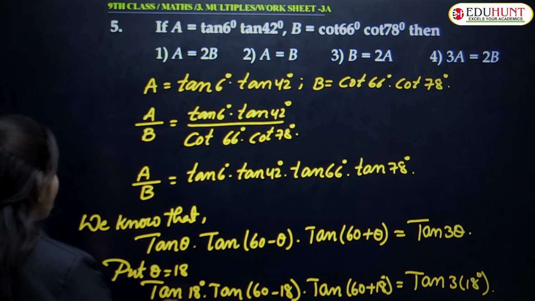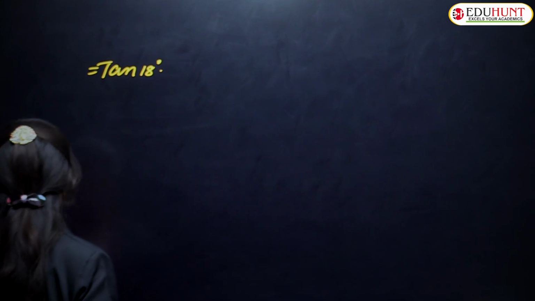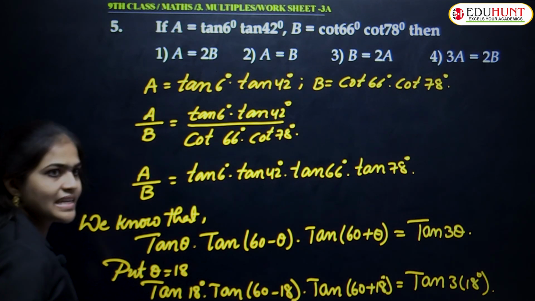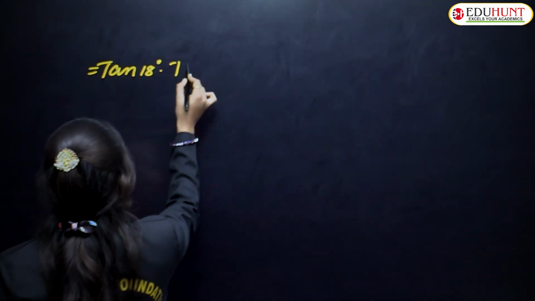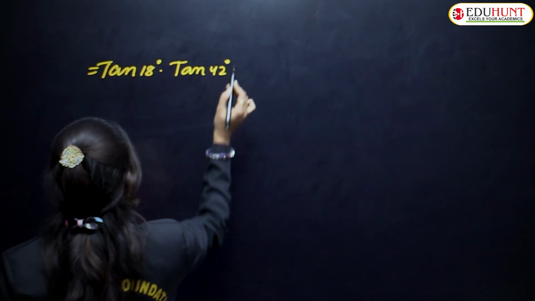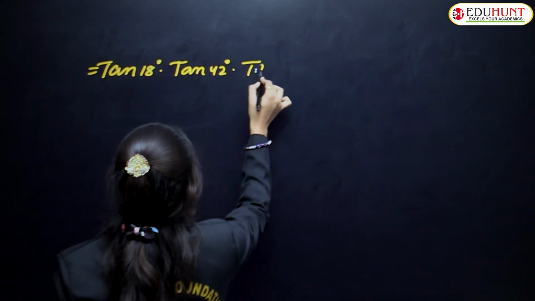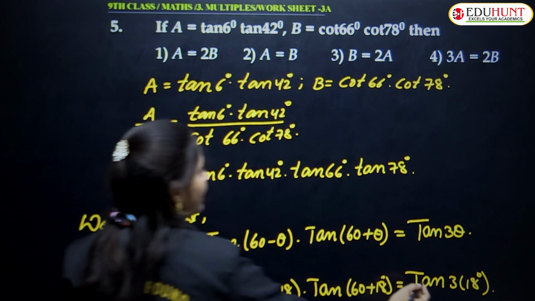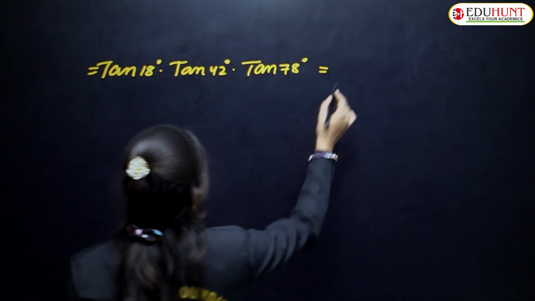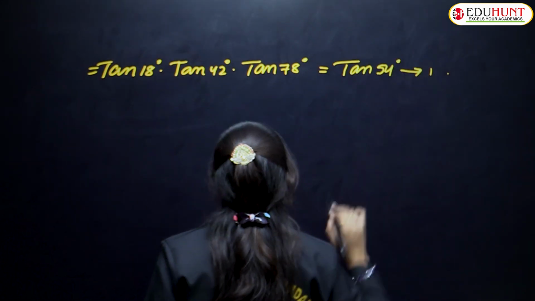Now simplify this. Tan 18 degrees into tan 60 minus 18. 60 minus 18 is 42 degrees. So tan 42 degrees into tan 60 plus 18, so tan 78 degrees, which is equal to tan 18 times 3, which is 54 degrees. So tan 54 degrees. This is equation number 1.